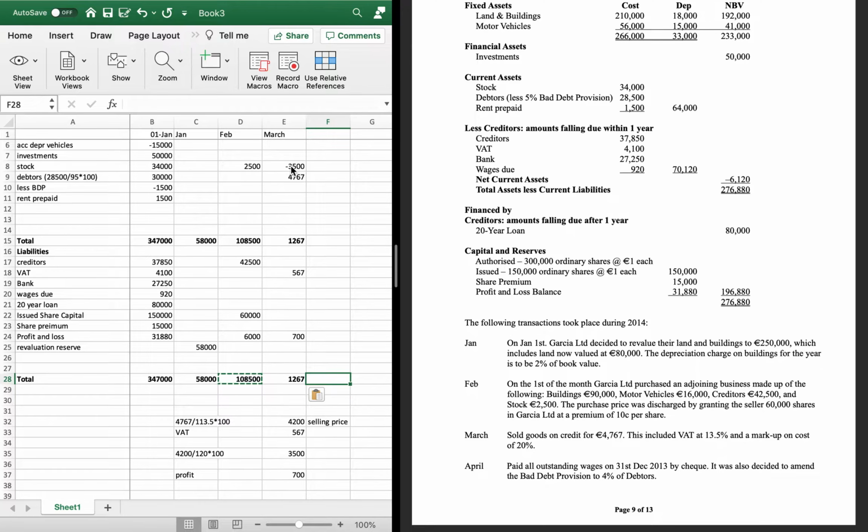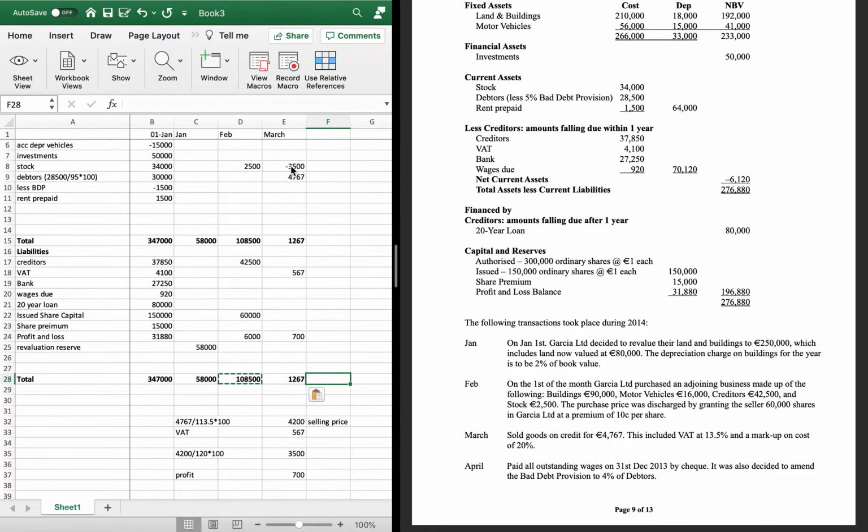Okay, so just on that one again, we work back. So debtors goes up by the amount that's owed, 4767. Work then back to the cost price, so as we can work out the VAT. So the VAT is, if you divide by 113.5 multiplied by 100, that gets you to 4,200. So that gives you the selling price without VAT. So therefore the VAT has to be 567. When you sell goods, VAT as a liability goes up. Every time you sell goods, you owe VAT to the tax office.